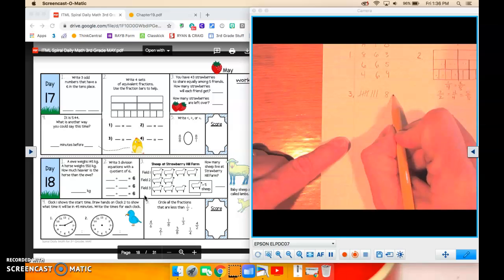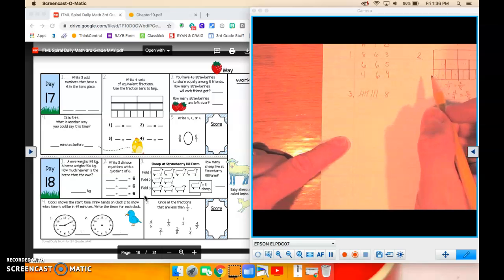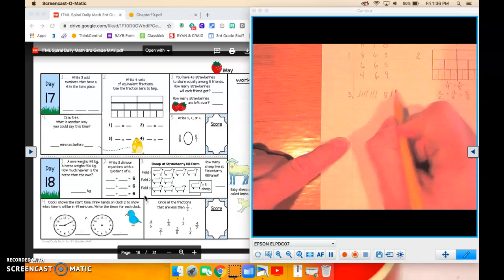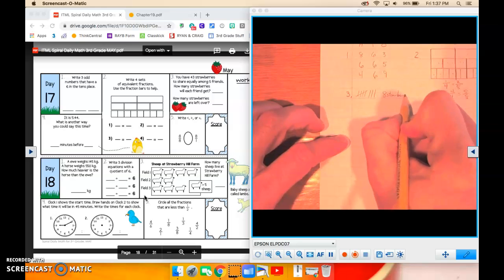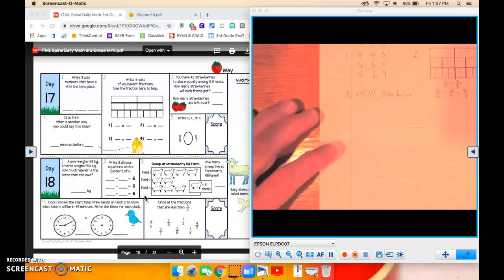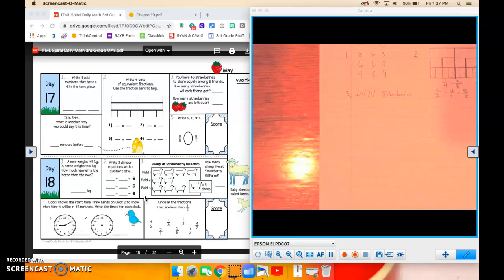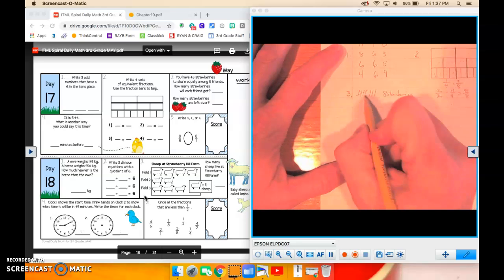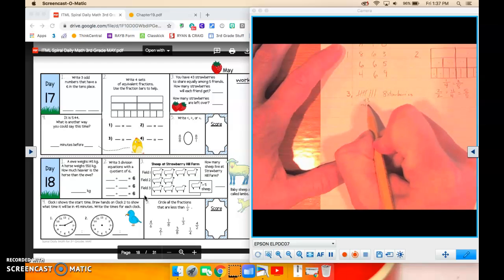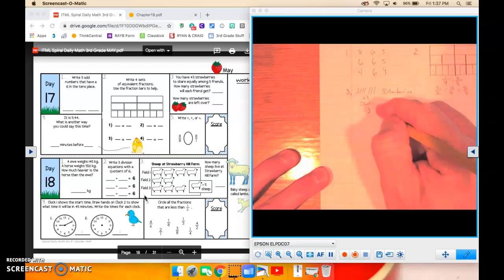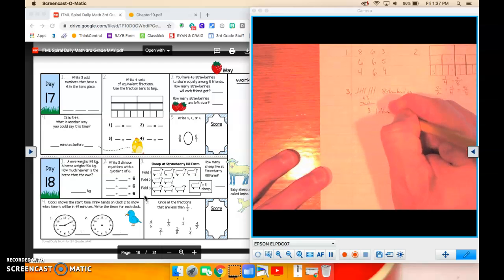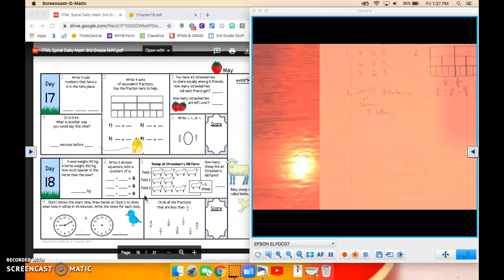strawberries. Okay? How many strawberries are left over? Well, we had 40, so there's 43 strawberries. So 43 minus the 40 is 3 strawberries left over. We'll write 3 left over on there, okay? All right.